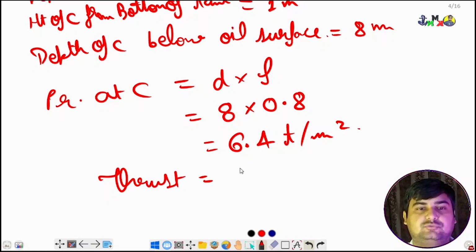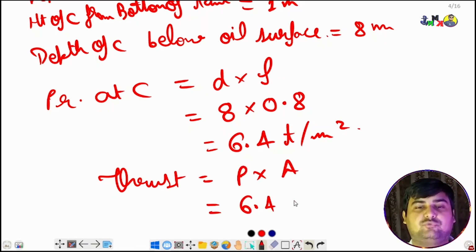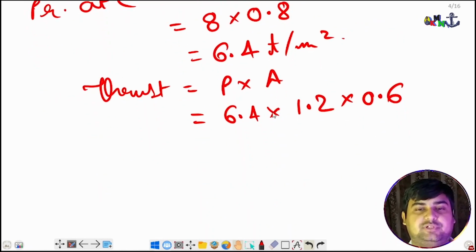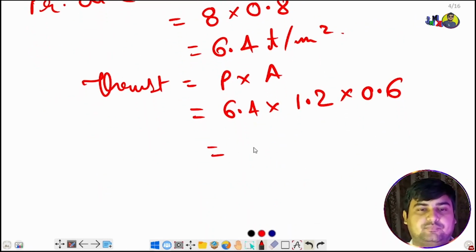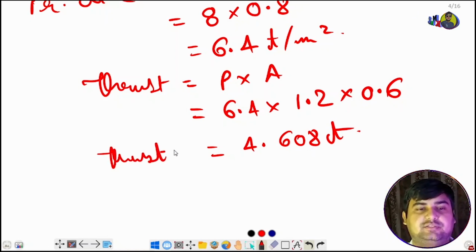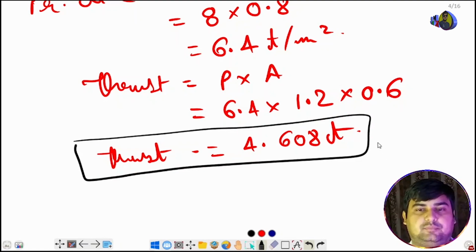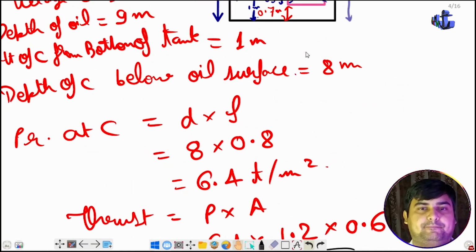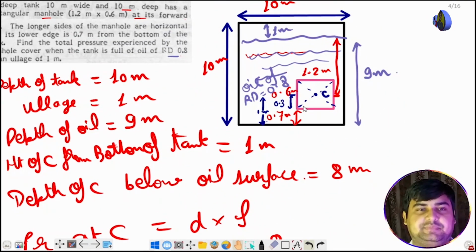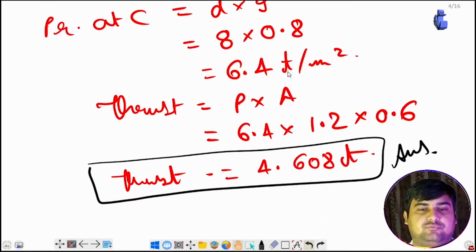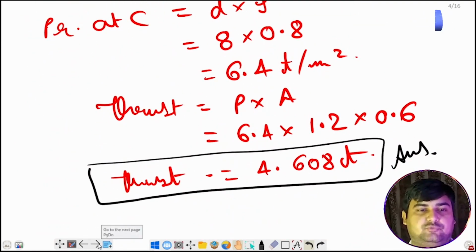Thrust will be equal to pressure into area. So it will be 6.4 into the area. The area is 1.2 into 0.6. The whole manhole cover is submerged, so we'll take the full area of the manhole cover. So it will come out to be 4.608 tons. So this will be the thrust on the manhole cover. Okay, so this manhole cover will experience a thrust of 4.608 tons. Okay, so we'll move forward to the next question now.